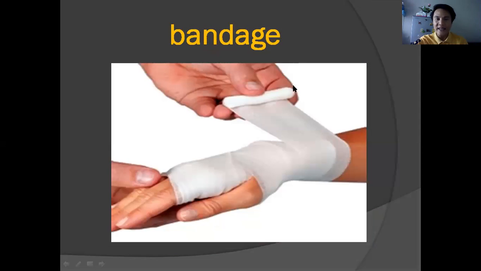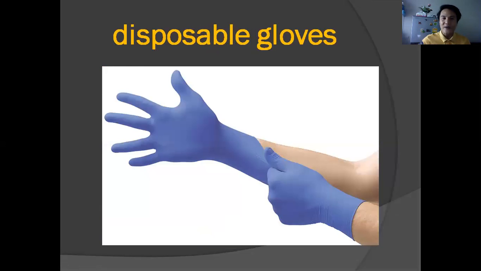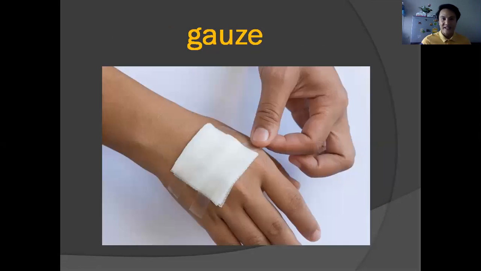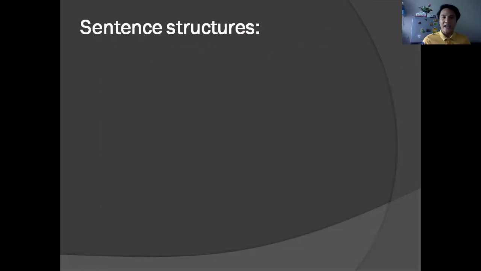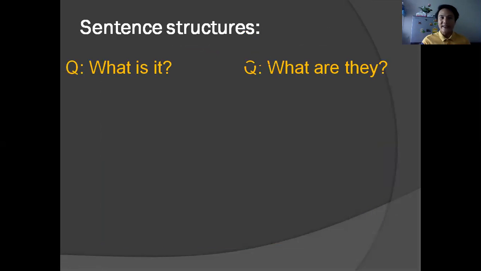Now, what is it? What's your answer? Very good. It's a bandage. Again, this one, we'll repeat. What are they? Very good. They are disposable gloves. What is it? Very good. It's a gauze. We are done with our first sentence structure.